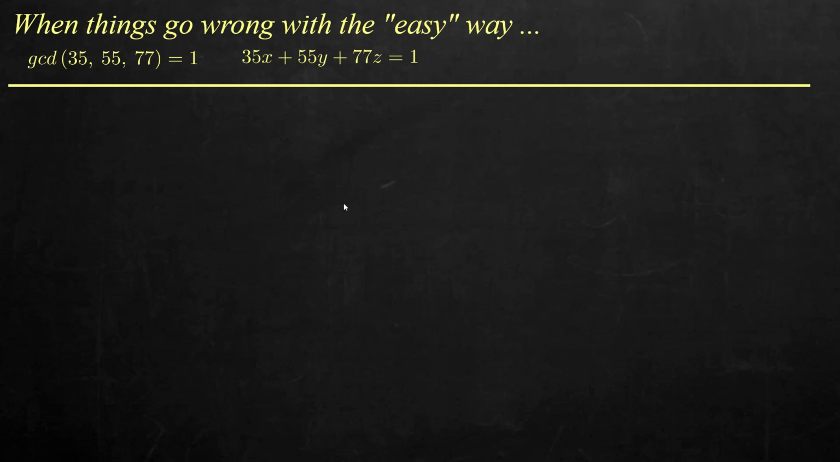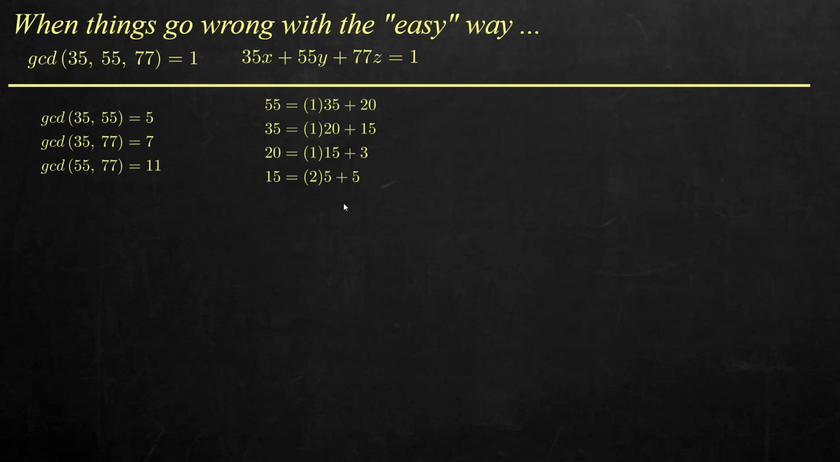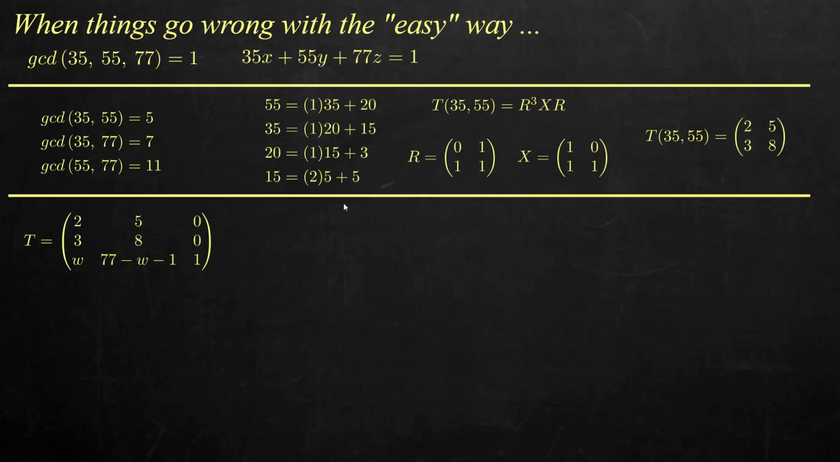Consider the set 35, 55, and 77 with the GCD equal to 1. Here all pairwise GCDs are greater than 1. And the goal is to solve the equation 35x plus 55y plus 77z is equal to 1. Using the Euclidean algorithm, we first construct the unimodular matrix T of (35, 55). Then we build a block matrix using this.